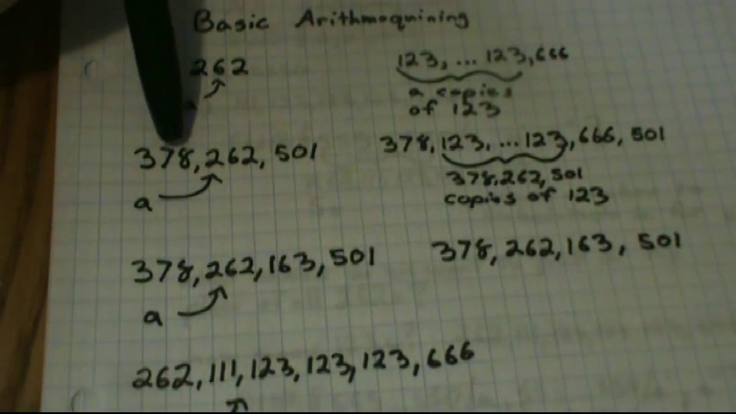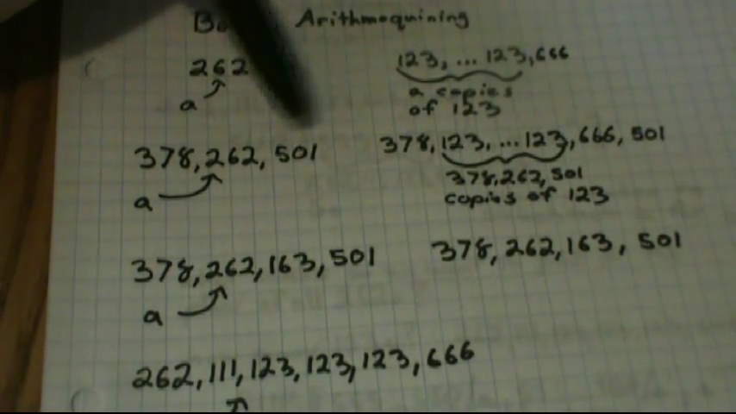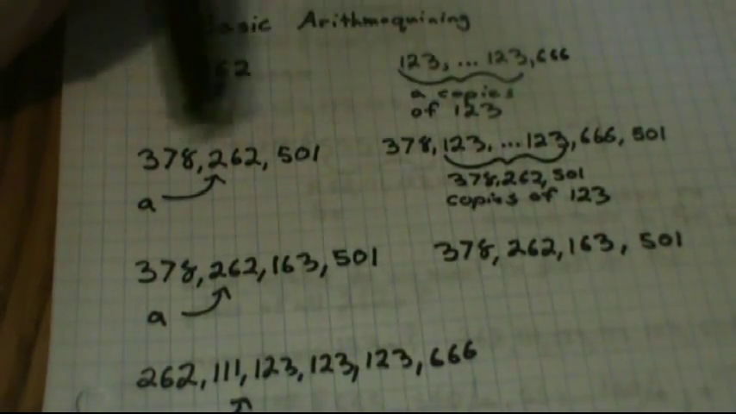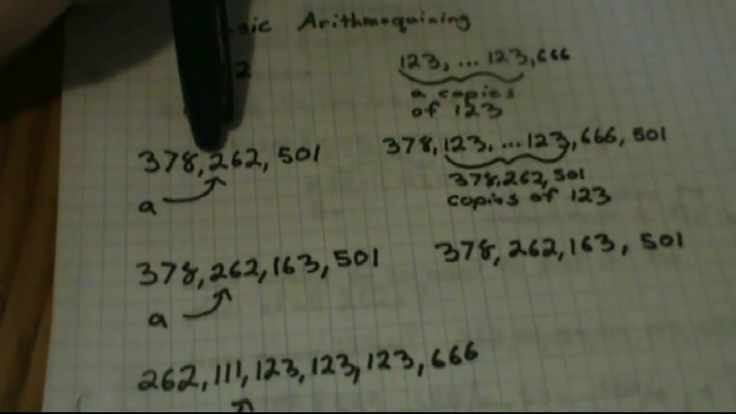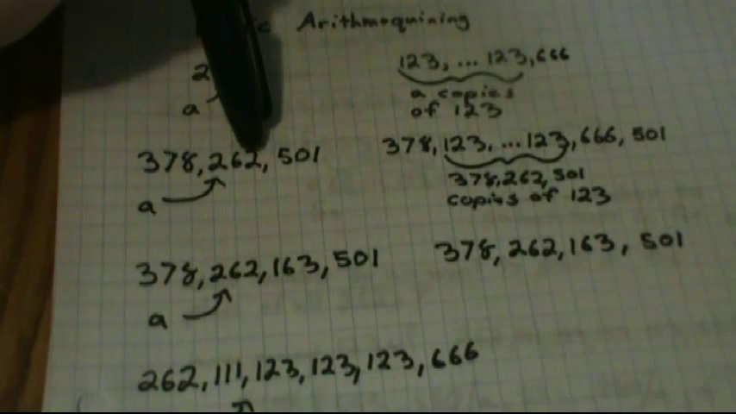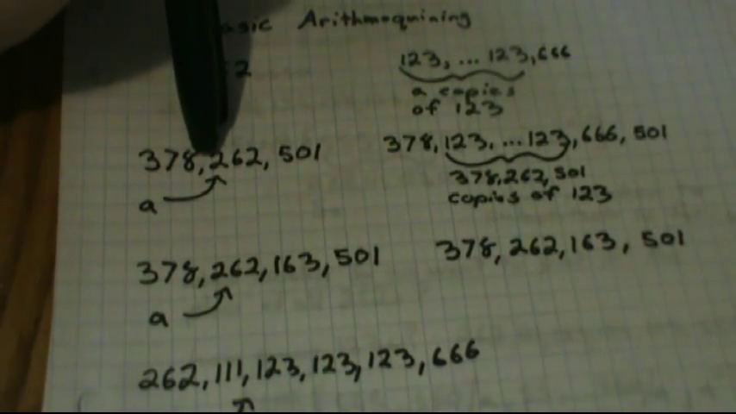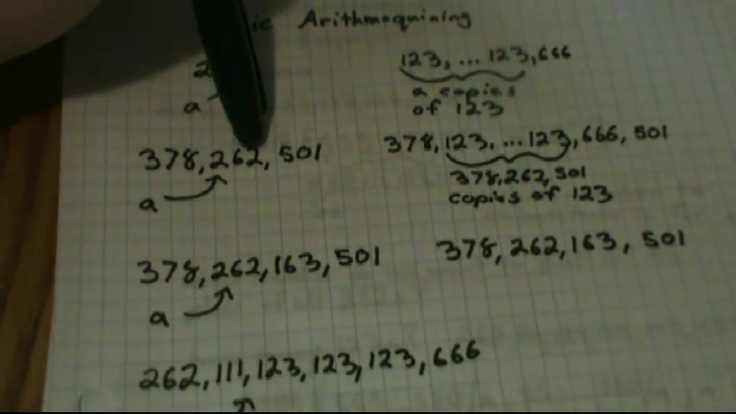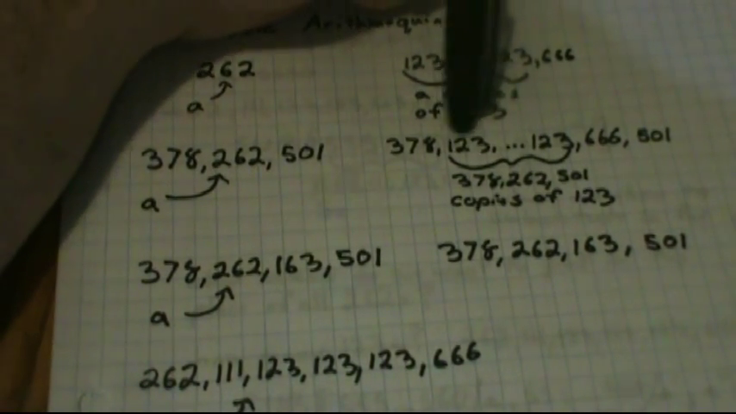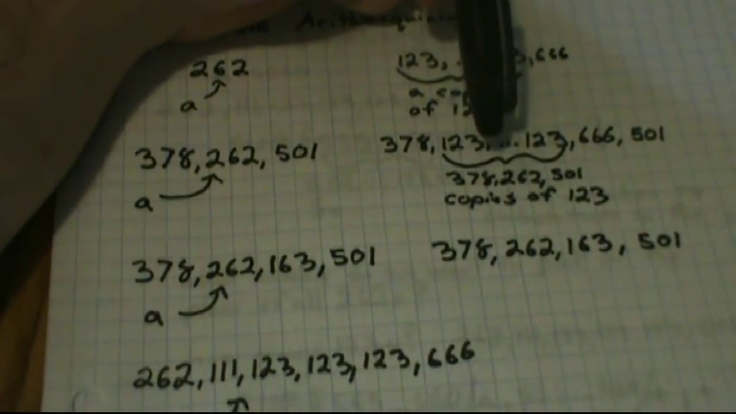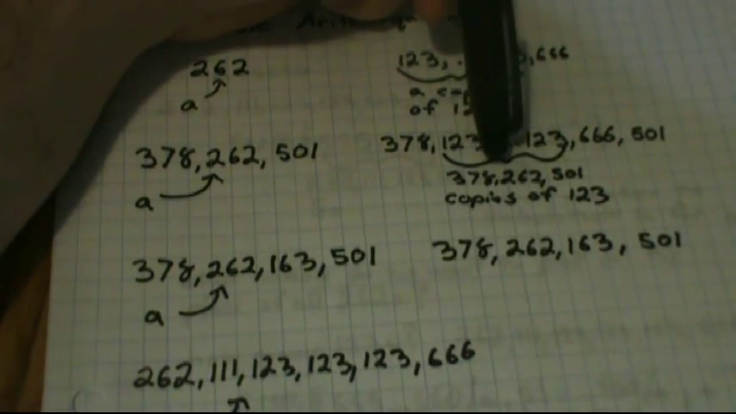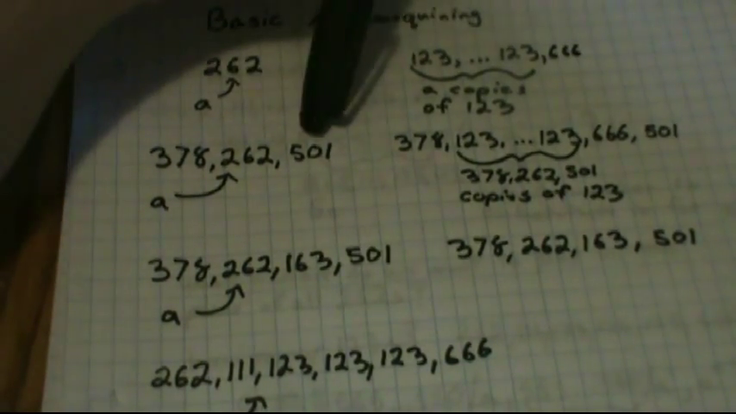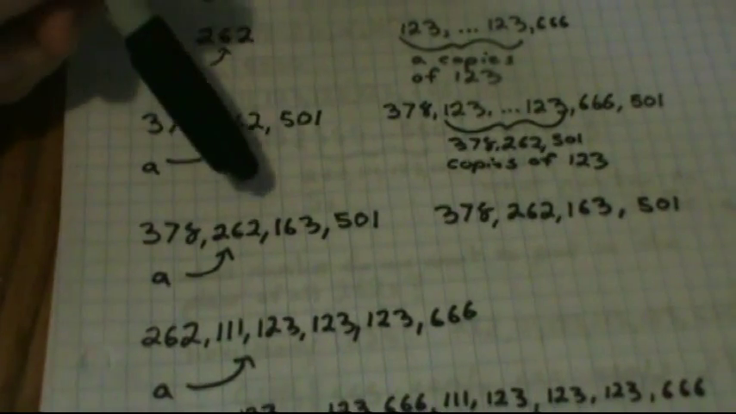We'll call 378,262,501 as our number A. But anyway, let's do the arithmoquining. So, 378, that's what we started with. We're going to keep it there. Next we had our 262, which we know we're going to take out. We're going to put a whole bunch of copies of 123 in right there. And then we're going to finish with a 666 after that. So we've got 123, and we're going to do that 378,262,501 times. But once we get to the end of that, we're going to put the 666 and then the 501 at the end. There's just one more rule.